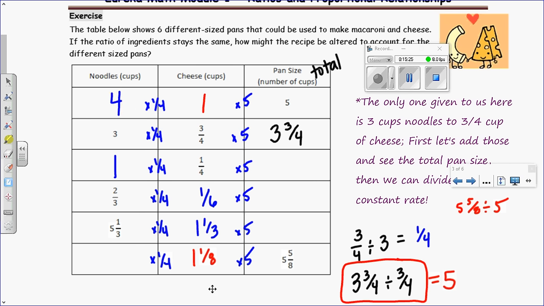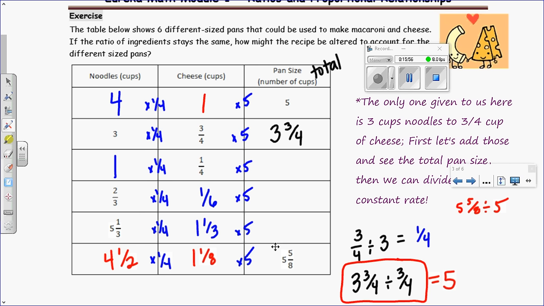Okay, now do 1 1/8 times 4. If you did multiply that by 4, you should have gotten 4 1/2. So again, we're working backwards, and you can always check it. Do 4 1/2 times 1/4, and then do 1 1/8 times 5. If you add the noodles and the cheese, you should get the pan total. And look at that. What's 4 plus 1? 5. Now go ahead, you just have 3 more to fill in.